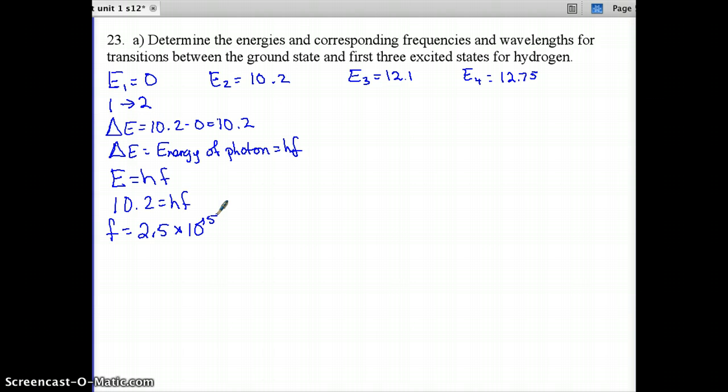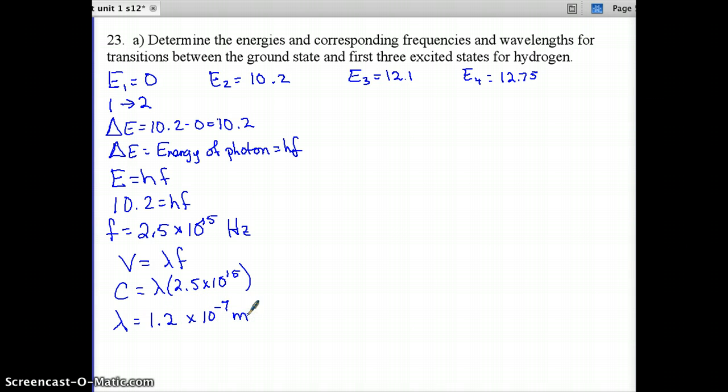And then if I want to find the wavelength, well, I know that v is equal to lambda f, and since this is light, the speed is equal to the speed of light, c. So I can just solve for the wavelength, which in this case is 1.2 times 10 to the negative 7 meters. That's about 120 nanometers, which is ultraviolet. In fact, all of these are going to be ultraviolet.